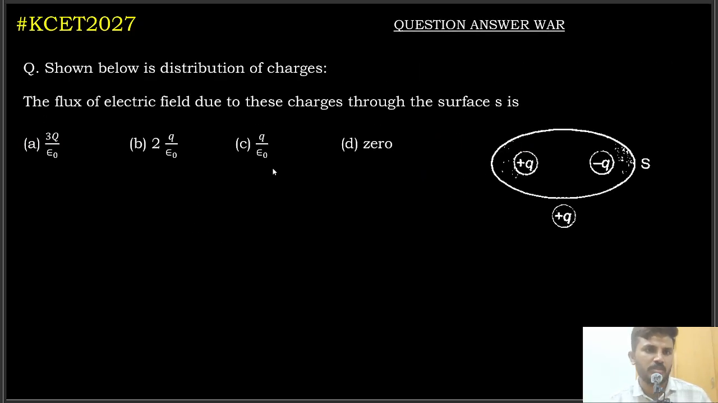Next MCQ type question. The flux of electric field due to these charges through the surface is? Since the surface encloses a positive and negative charge of equal magnitude, they get cancelled, so flux will be 0. Outside charge is not considered.